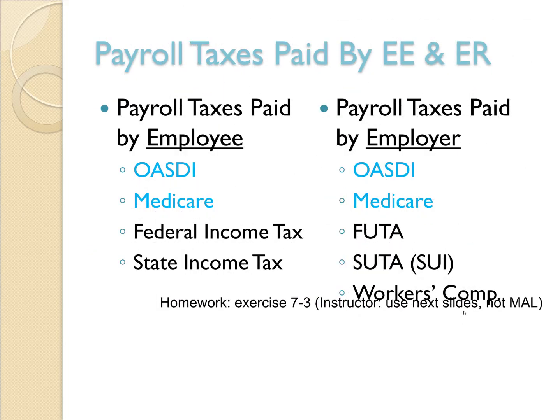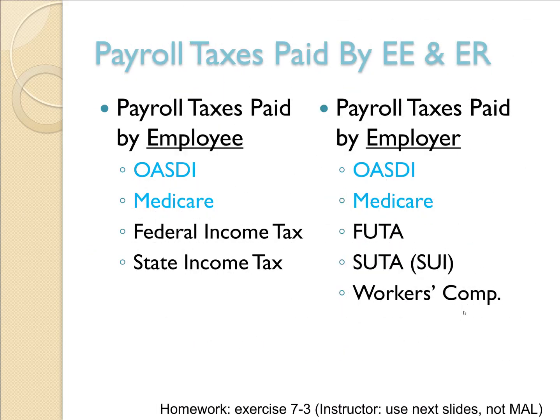Now this is a really important slide. It's a summary slide. You need to know which payroll taxes the employee pays, which is on the left, and which payroll taxes the employer pays, which is on the right. The employees on the left pay OASDI, Medicare, FIT, and SIT. And the employer is also going to pay OASDI and Medicare, so they will match the amount that the employee pays. But they also have to pay FUTA, SUTA, sometimes called SUI, state unemployment insurance, and workers' comp.